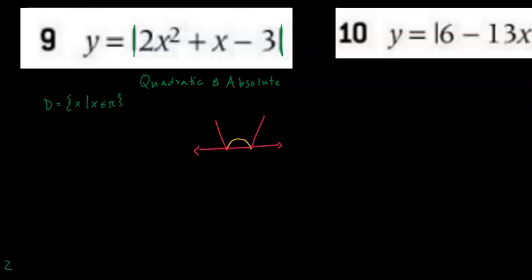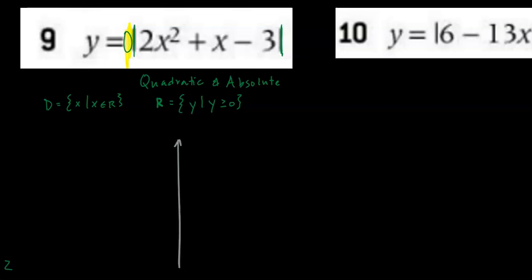Okay, so let's go ahead and graph this. Let's first figure out the range. The range is going to be y, such that y has to be greater than or equal to 0, as long as you don't see any kind of reflections going on. Here is that. And then let's just graph the quadratic.